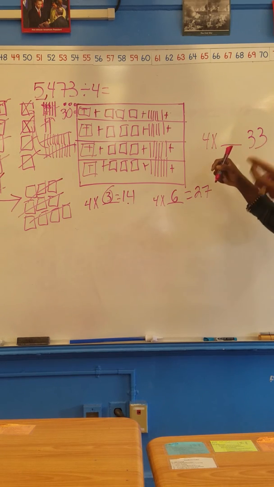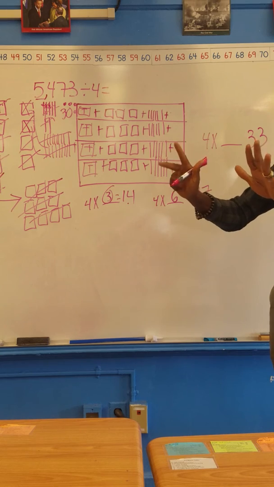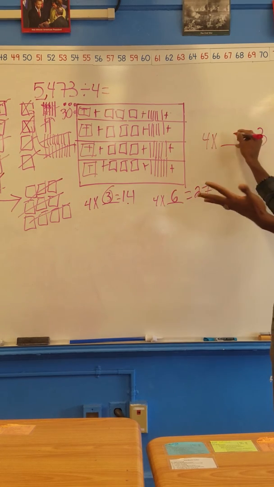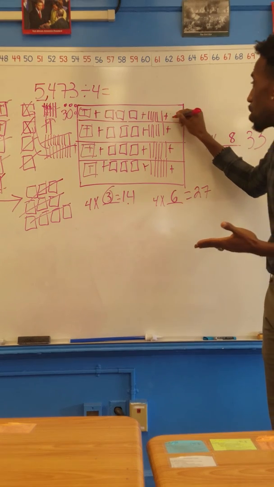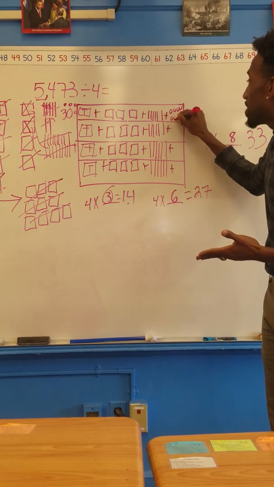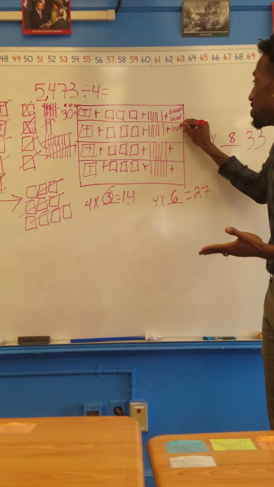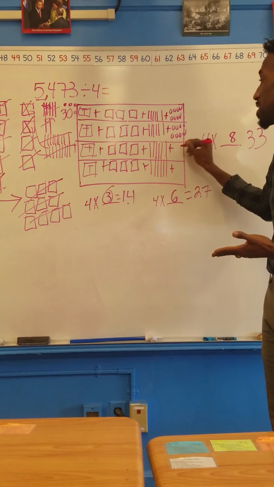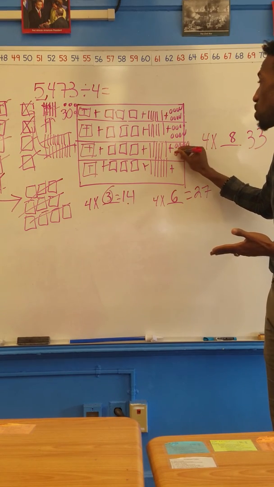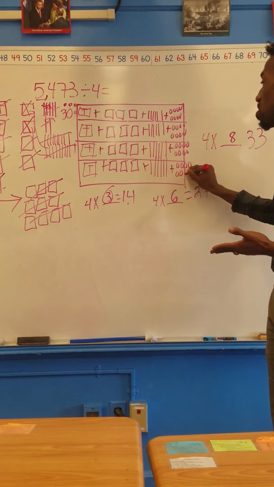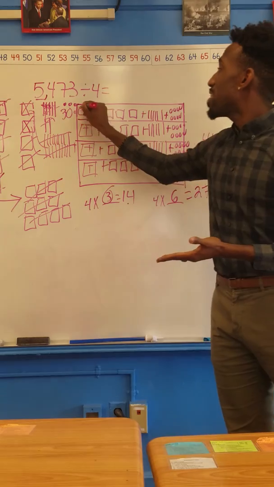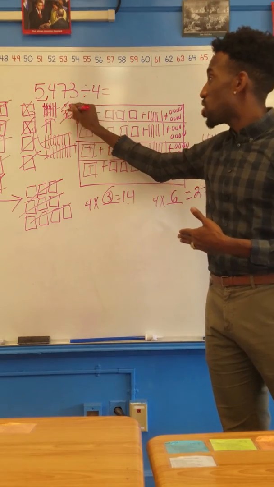So 4, 8, 12, 16, 20, 24, 28, 32. I can put 8 1s in each group, and I will get close to 33, but not over. 1, 2, 3, 4, 5, 6, 7, 8, 9, 10, 11, 12, 13, 14, 15, 16, 17, 18, 19, 20, 21, 22, 23, 24, 25, 26, 27, 28, 29, 30, 31, 32. So I used up 32 1s, I'm crossing it out.